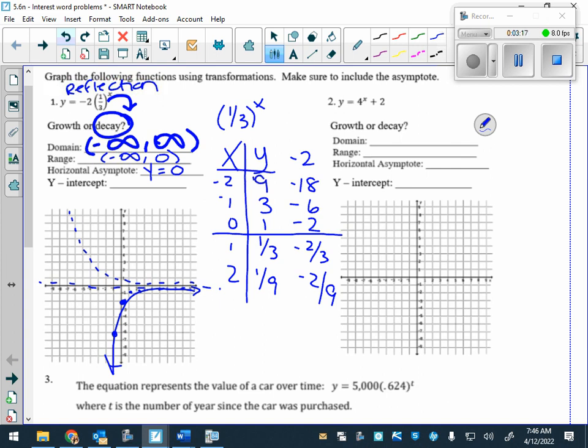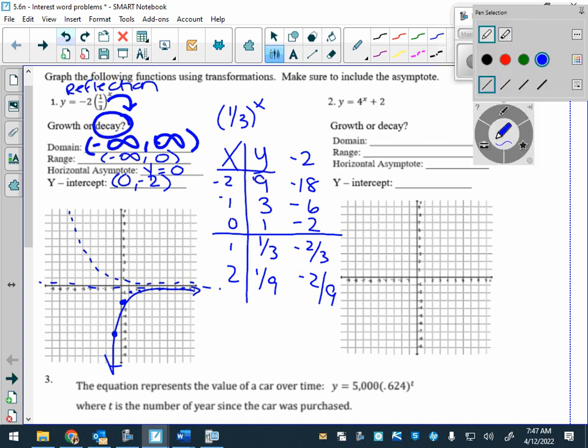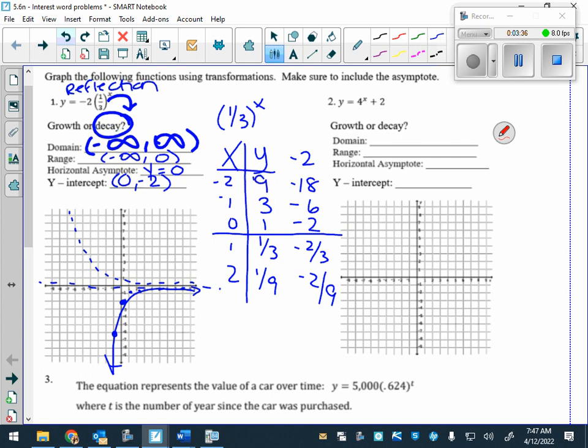What is our y-intercept? Stefan? 0, negative 2. Okay. Now for number 2, what type of function do we have? Growth or decay? Kennedy? Growth.